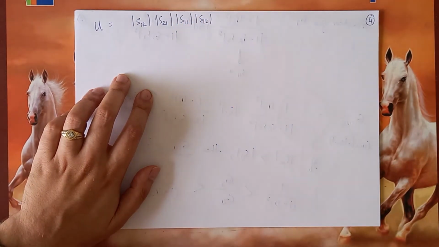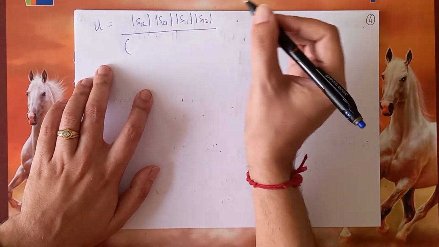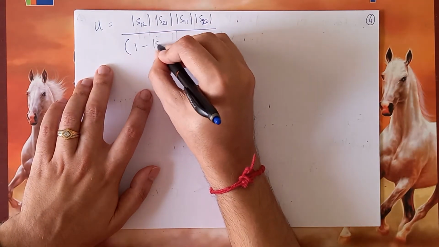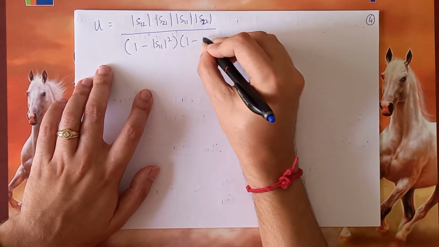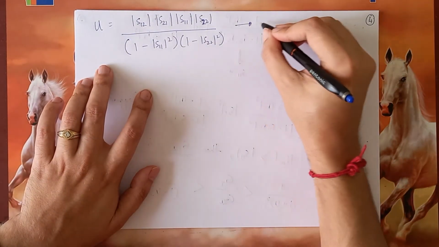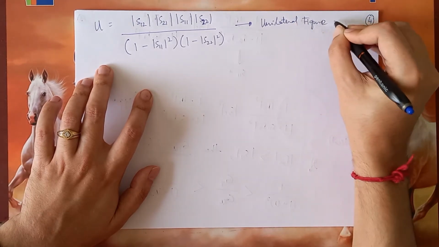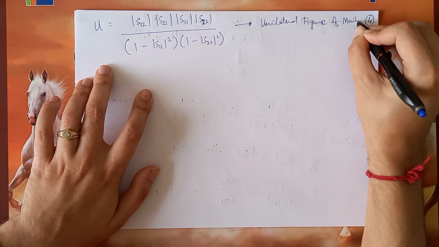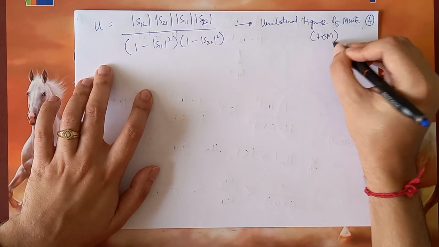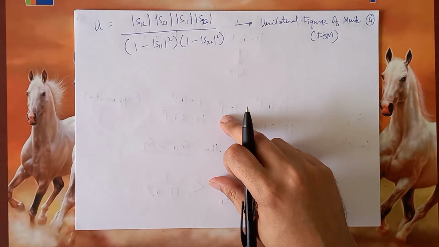The product of the magnitudes of all the S parameters, so this should be S22, divided by 1 minus mod of S11 square times 1 minus mod of S22 square. This U is called the unilateral figure of merit, or in short form it's also called FOM. Obviously, U should be as small as possible.